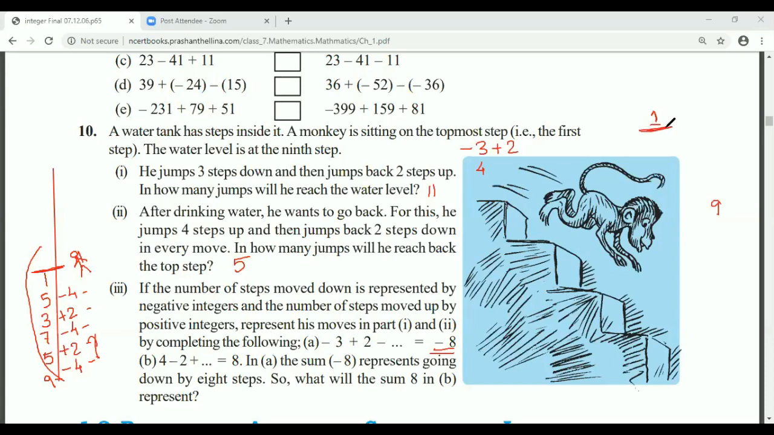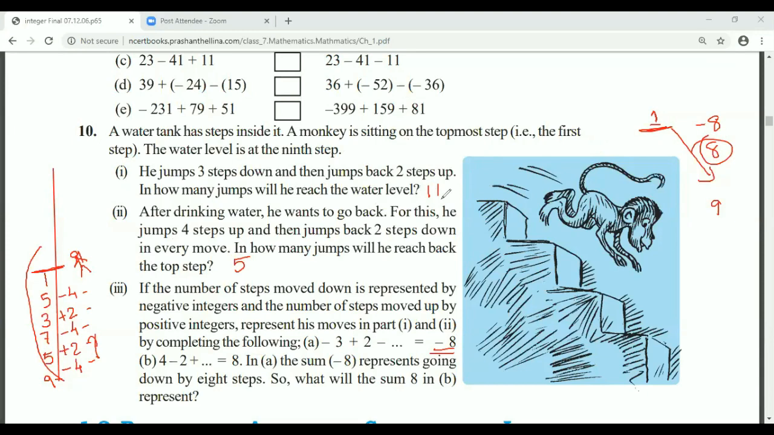He's already on the first step. He has to cover 8 steps. That's why 8 steps downwards. That's why we want the answer -8. However, we are getting the answer -8 by adding again and again. That's given here. Okay, so we can add this as we are getting -8 as the answer.